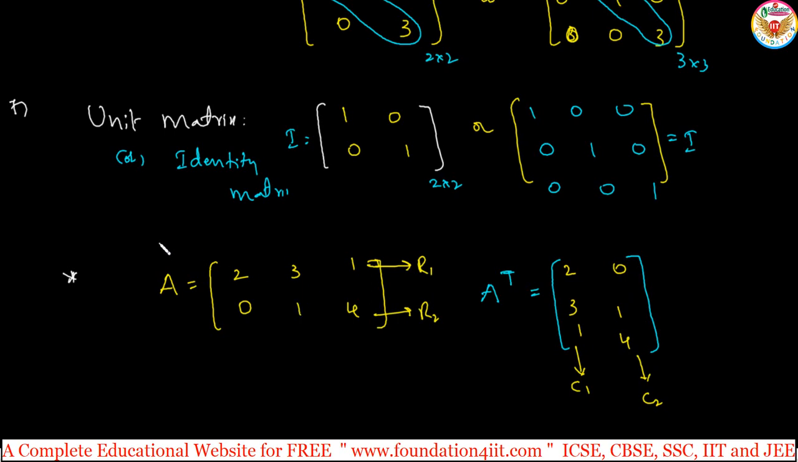The transpose of a matrix is just interchanging its rows and columns. Rows to columns interchanging is nothing but columns to rows also, right? This is column 1, it becomes row 1: 2, 0. The second column, 3, 1, becomes the second row. This is the third row. If you interchange rows to columns, it's nothing but columns to rows also. That means the transpose of a matrix is the matrix obtained on interchanging its rows and columns, right? So these are the basic types.